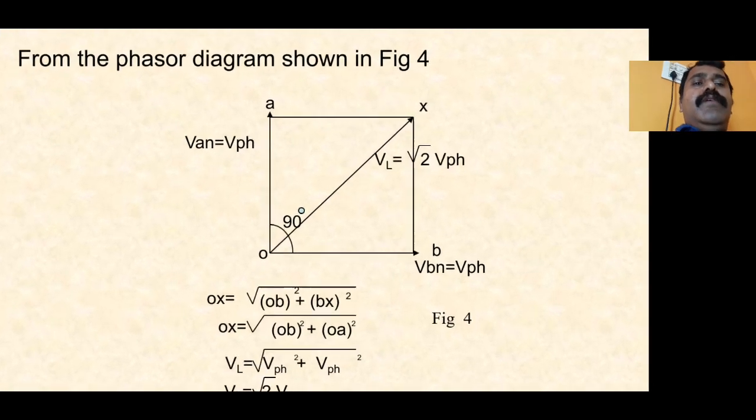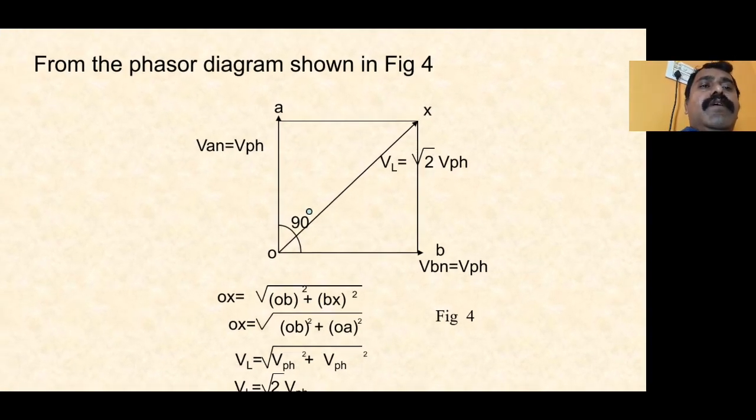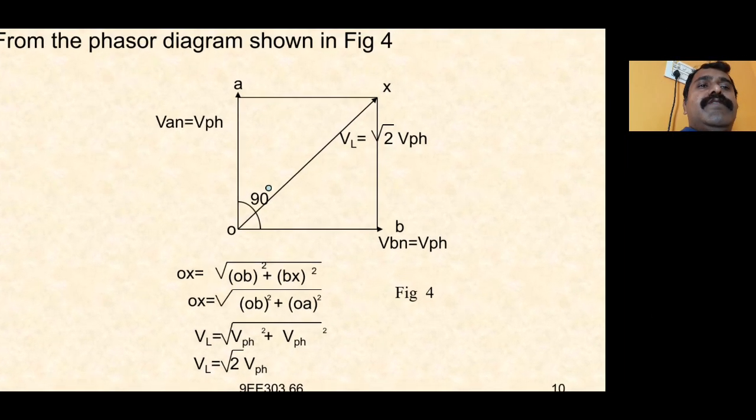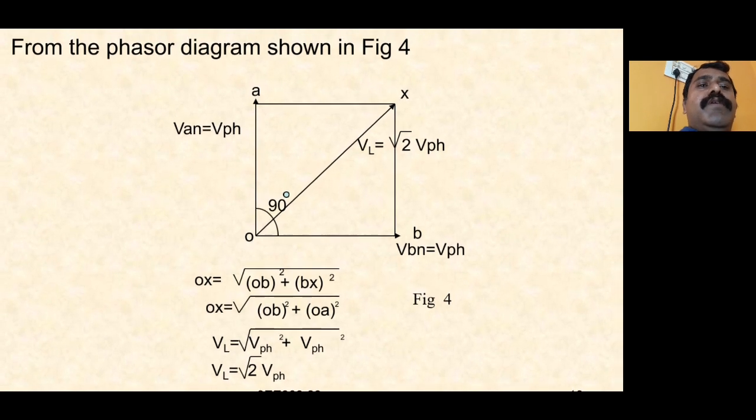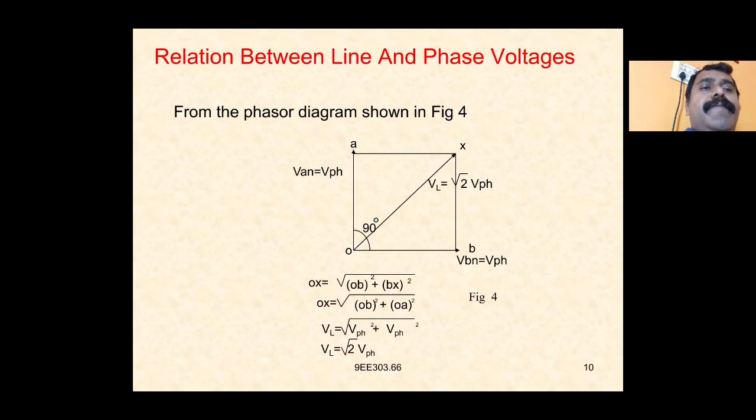So it is nothing but what is given here in the phasor diagram. OB we are taking as V phase. Again OA is nothing but the V phase here. So OX is nothing but the VL here. VL is equal to root 2 of V phase.